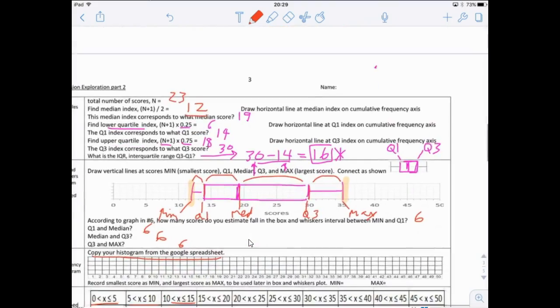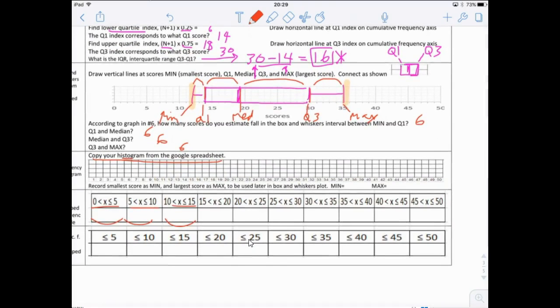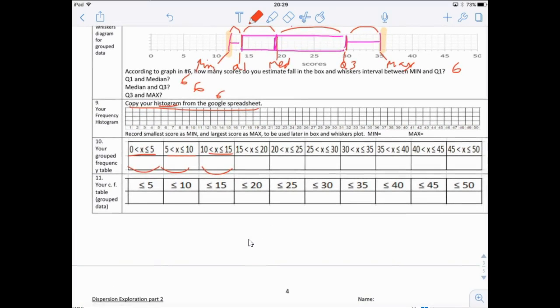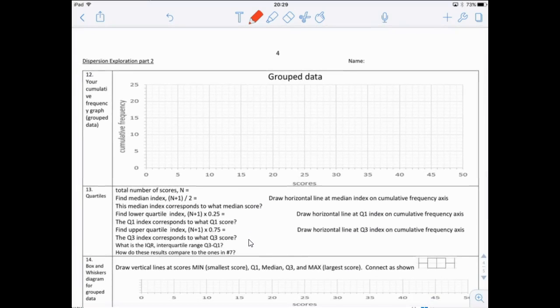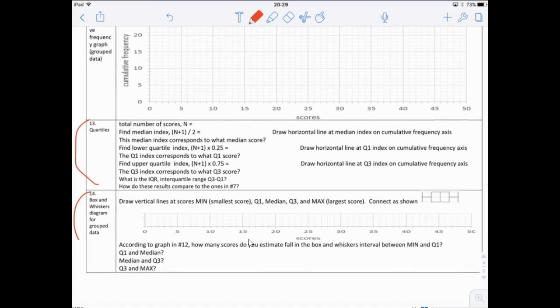You're gonna take your histogram from your Google spreadsheet, and then you're going to count up how many people got between these five scores for each bucket. And then you're going to do a cumulative frequency table by adding the numbers from left to right. Okay. Once you do that, you're going to make a group data cumulative frequency graph, just like we did earlier. Okay. And then you're going to answer the same questions as here. And finally, you're going to make a box and whiskers diagram.